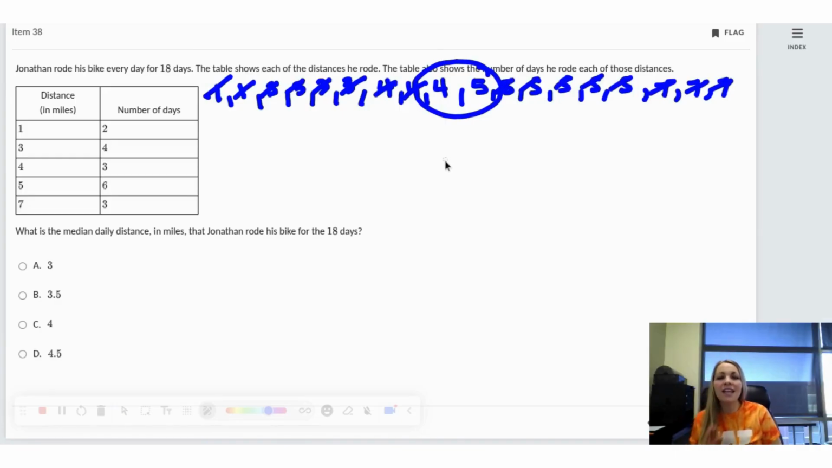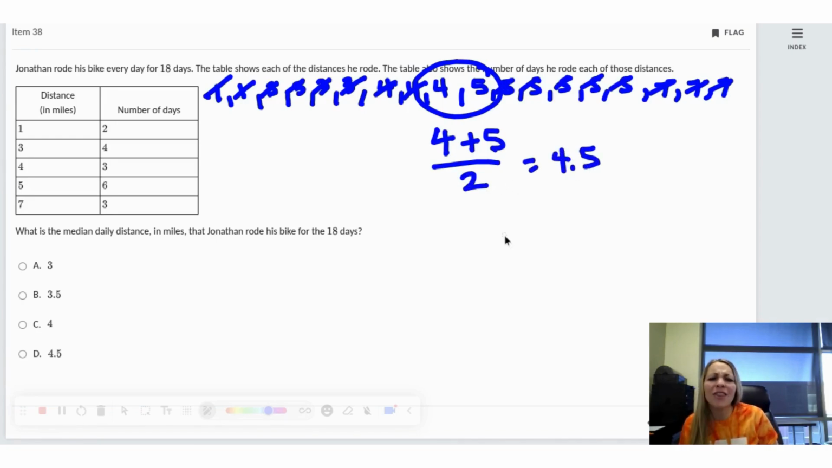Now, since there's not an exact median, I need to take the average. So I can do 4 plus 5, divided by 2, and I get 4.5. Or we can just visually see that halfway in between there's going to be 4.5. So this is going to be option choice D.